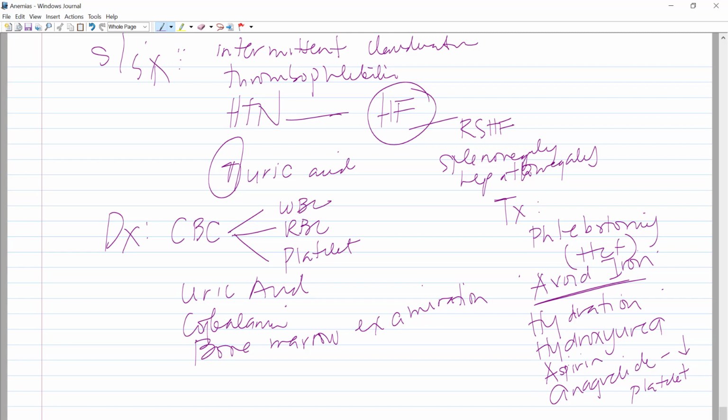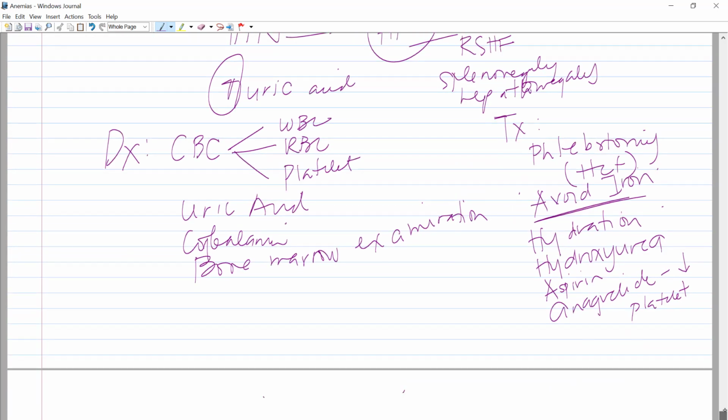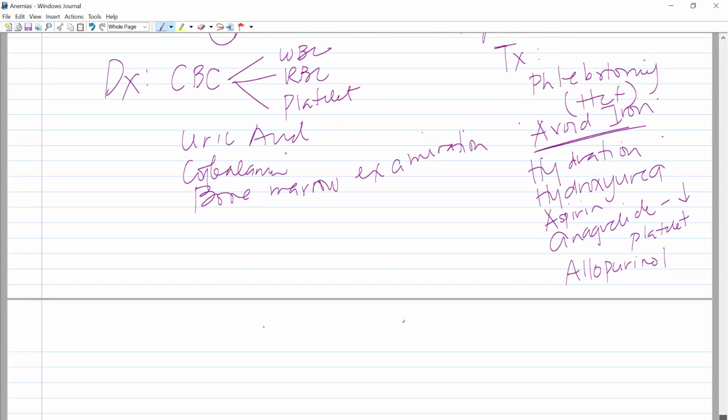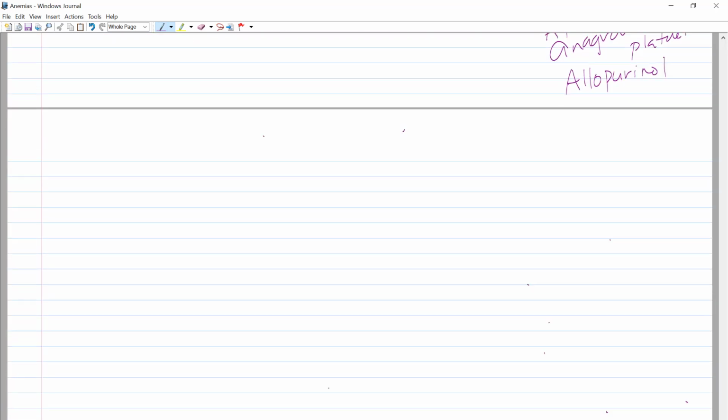And since the uric acid might be high, we also give them allopurinol. And that decreases the uric acid levels in the body. Okay? So that's it for polycythemia. Now, let's discuss the last topic, and that is aplastic anemia.